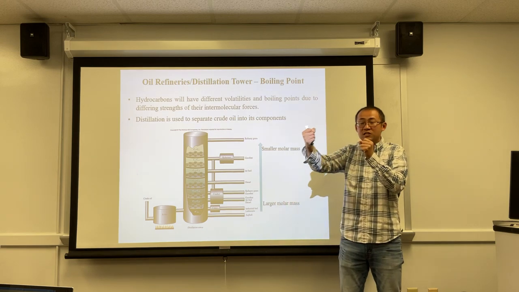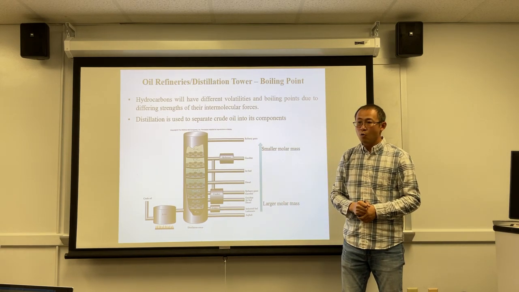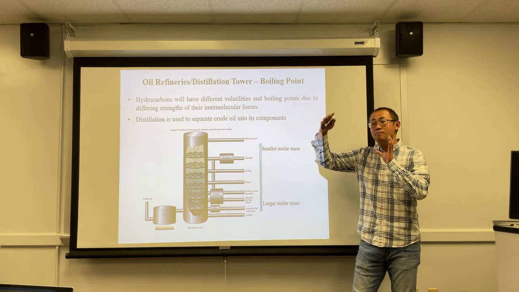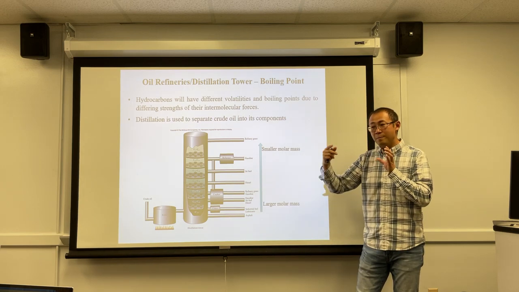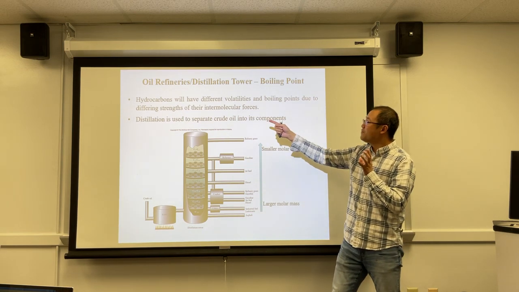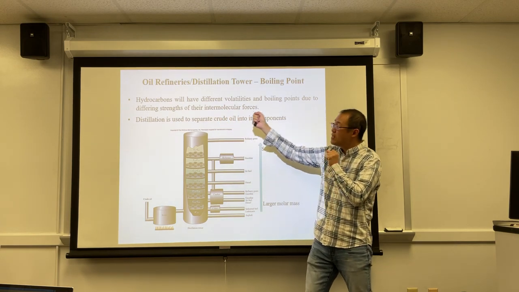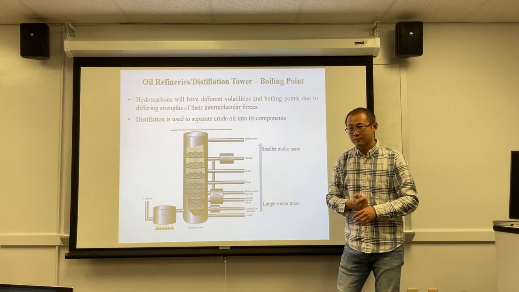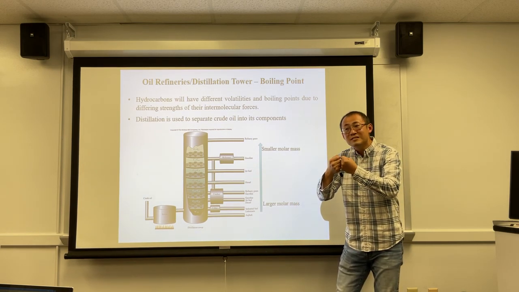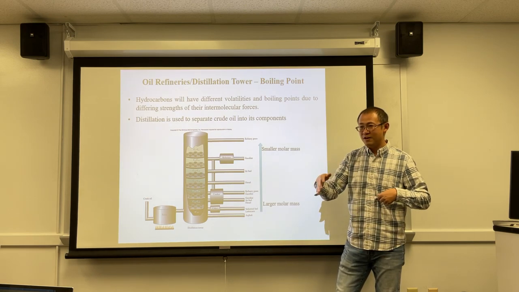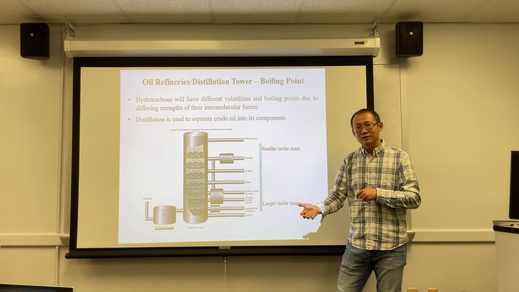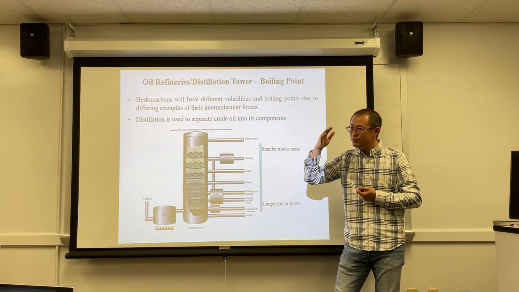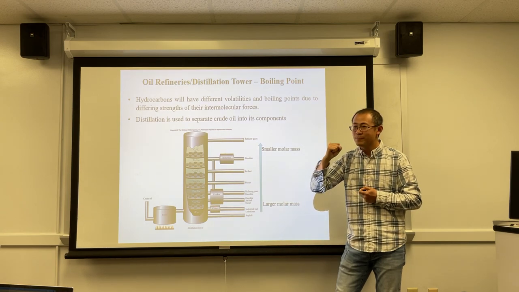Intermolecular forces are the forces between what? Between molecules. When molecules have more carbons, or the size is bigger, then the forces between the molecules, the intermolecular forces, are stronger. Stronger means what? Harder to separate these molecules. So think about it: if the molecules are harder to separate, the boiling point will be what? You need higher temperature or lower temperature to separate them? If they're harder to separate, higher temperature.